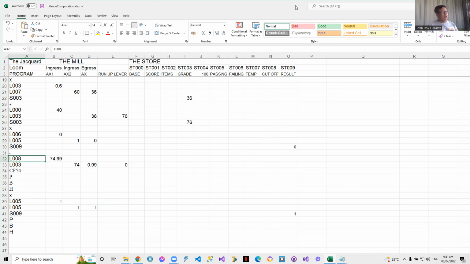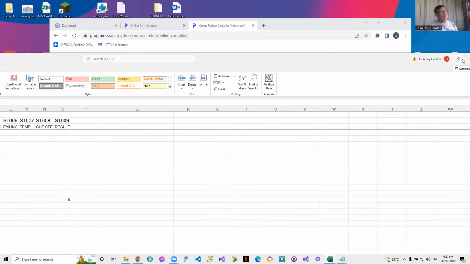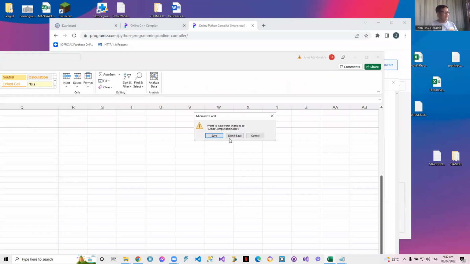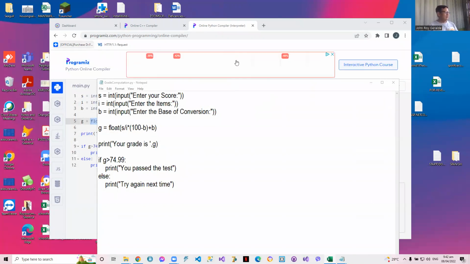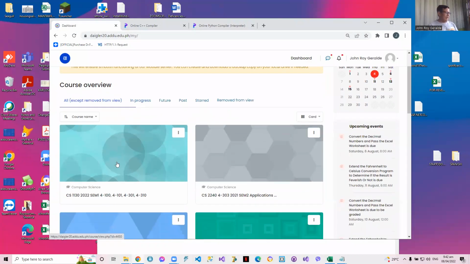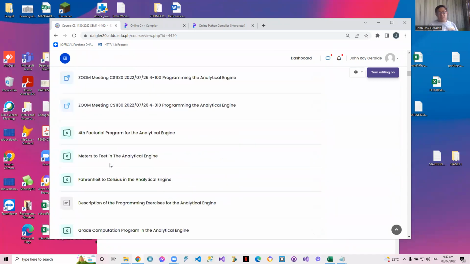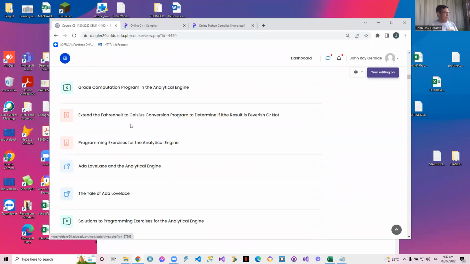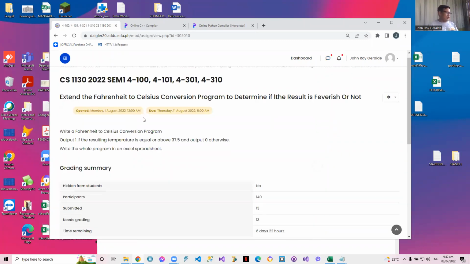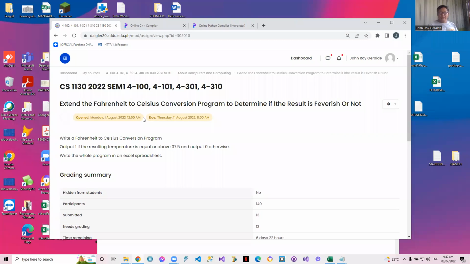Okay, any questions? So your assignment on Monday, have you read it already? No, I've introduced it before. Okay. Your assignment on Monday is almost the same, but this time you extend the Fahrenheit to Celsius program. In that it's a temperature taken from a patient. Now, you output a 1 if the resulting temperature is equal or above 37.5, which means the person whose temperature is taken is having fever. Otherwise, you output a 0.